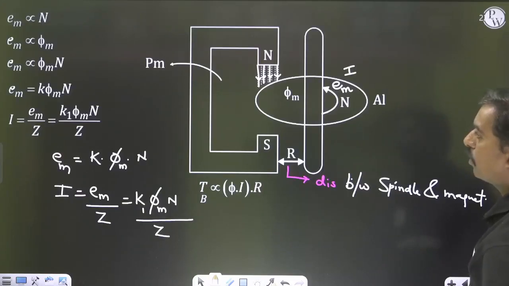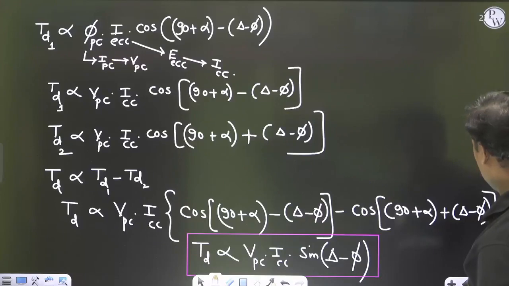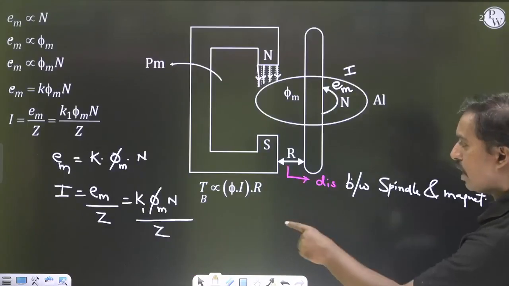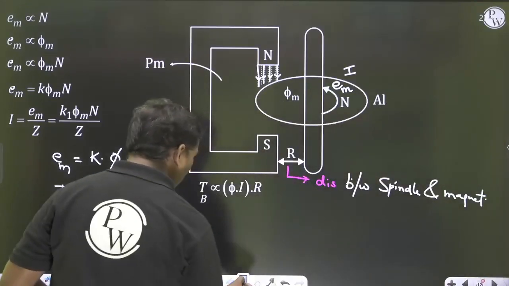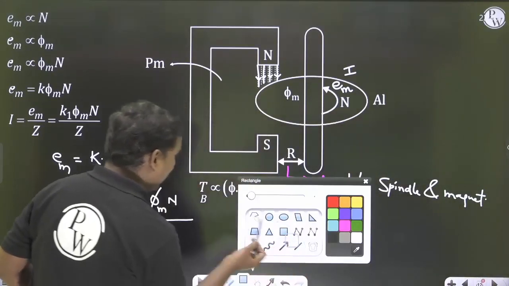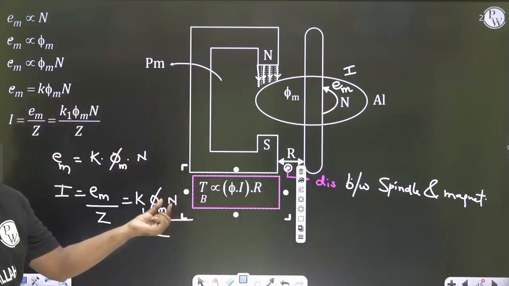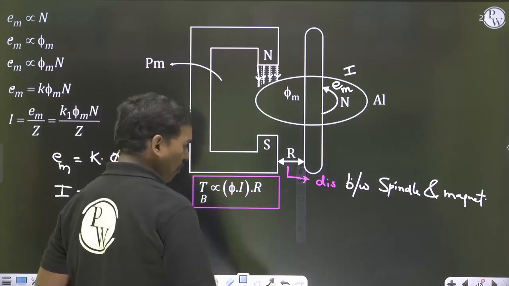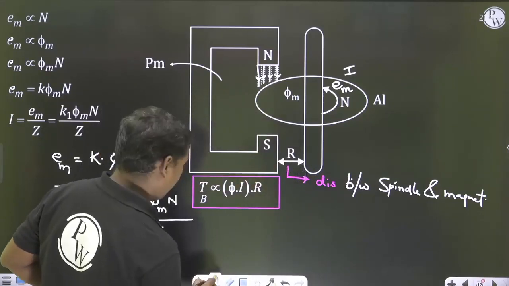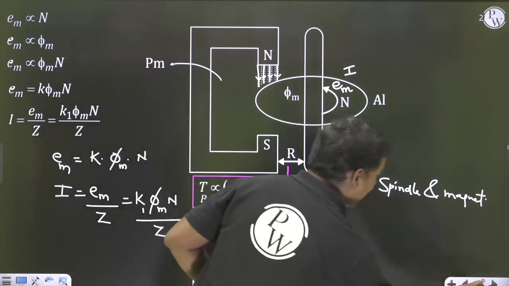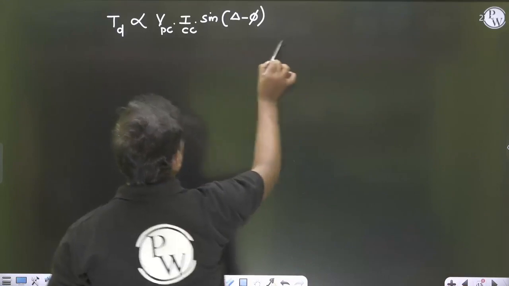If you check the braking torque expression, we got this now. The braking torque expression is this, my dear. Braking torque is always the product of flux and current and the distance. So this is a force and this is a distance. Let me write here. So this is the deflection torque.